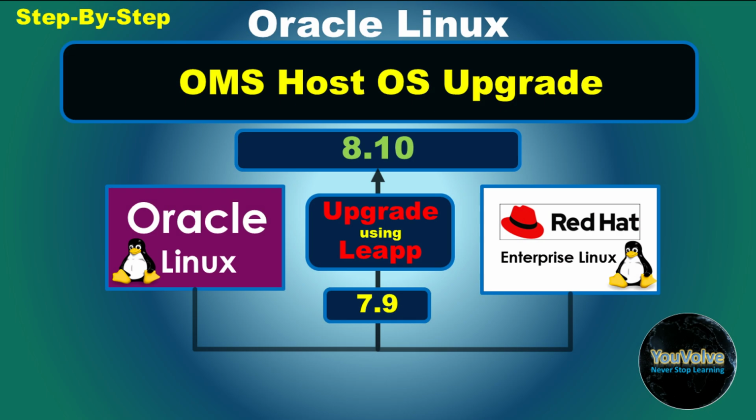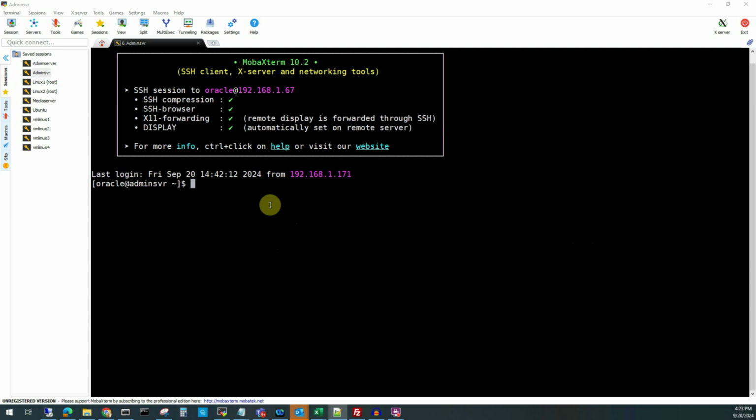Let me first go to the server which we are going to upgrade and show you the environment. Currently, I am logged in to the candidate server as the Oracle user, who is the owner of all Oracle installations on the server. But for the actual upgrade activity, we have to use the root user, of course.